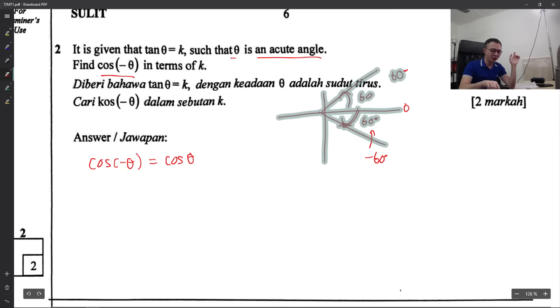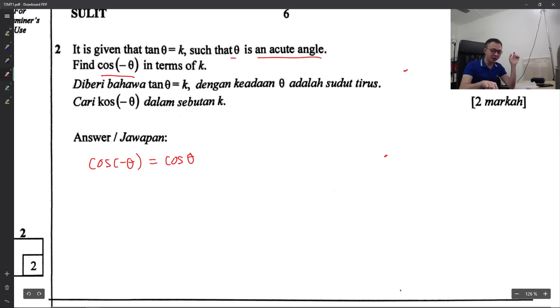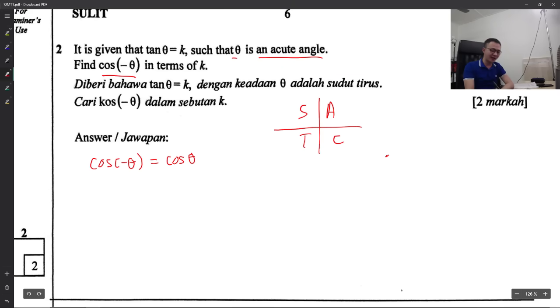Therefore, because we already learned about add sugar to coffee, right? We know cos at this quadrant, since it's acute, from 0 here, will move up to here, it's 90 degrees, right? So cos will be positive. This explains why cos negative theta equals cos theta.